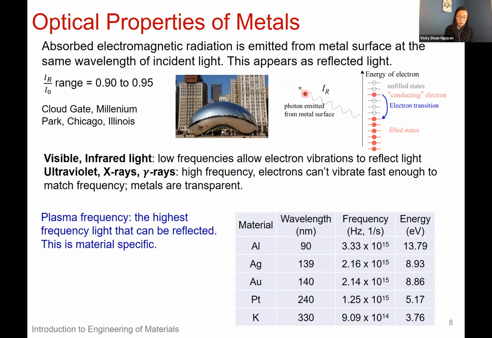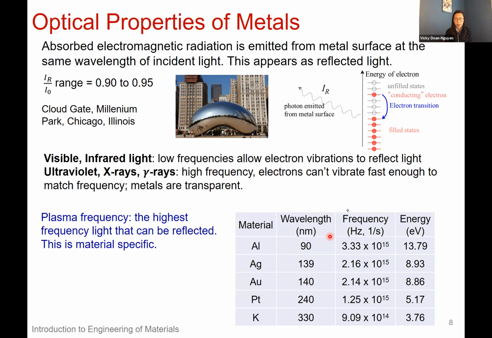Okay. And so we were talking about a relationship between metals and light that comes in with visible wavelength or infrared light. We also talked about ultraviolet, X-ray, and gamma rays and how they can actually be transparent. Metals can be transparent to these wavelengths because they're at a much higher energy. The wavelengths are much shorter. And so we talked about a concept called the plasma frequency, and that's the highest frequency light that can be reflected. And this is material specific.